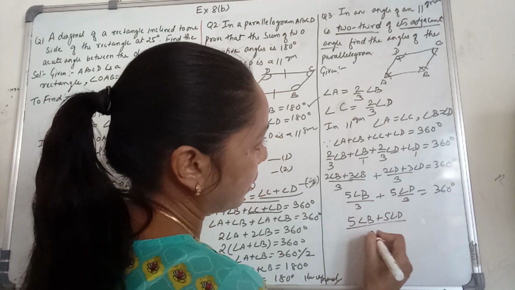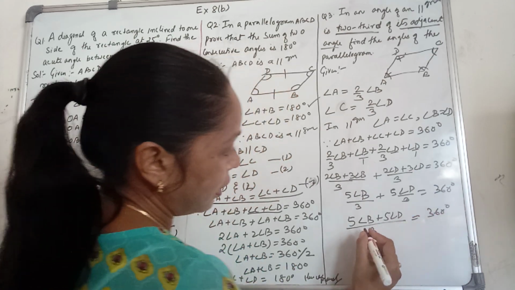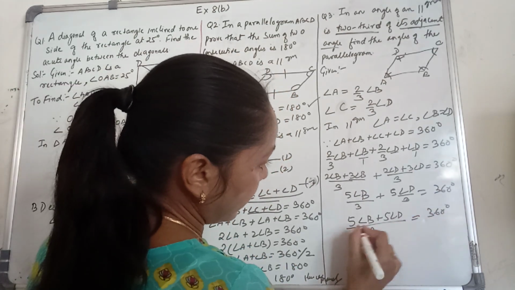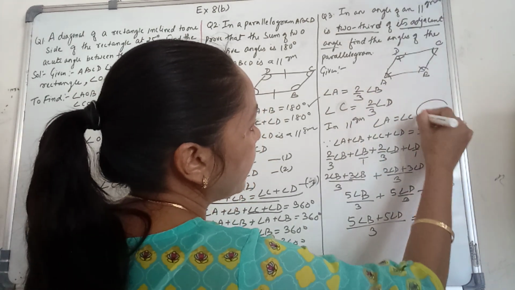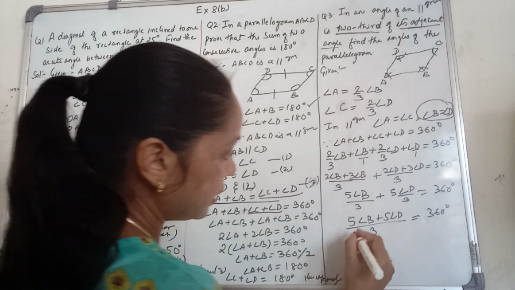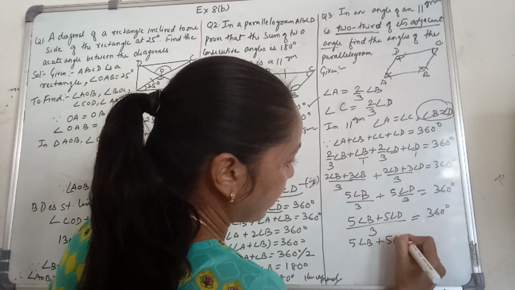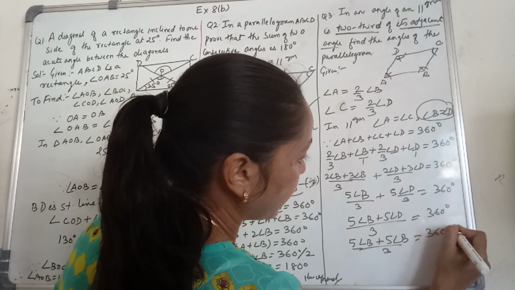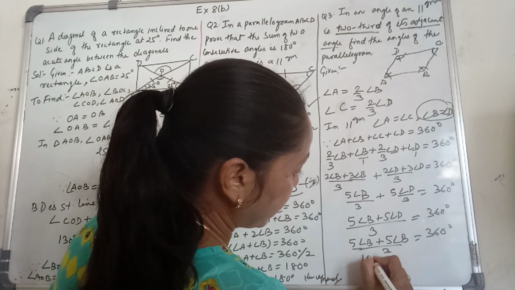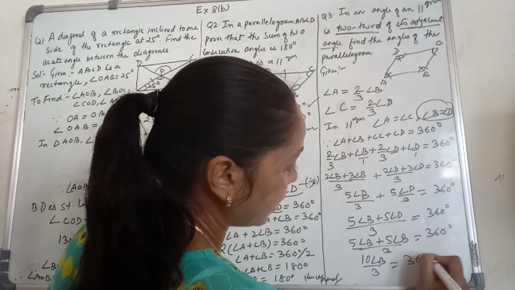This is common, will be your 3, which is equal to 360 degree. Now, angle B is equal to what? Angle D. See here, angle B is equal to angle D. So we can write 5 of angle B plus 5 of angle B by 3, which is equal to 360 degree. So 5 plus 5 will be 10 of angle B by 3 is equal to 360 degree.